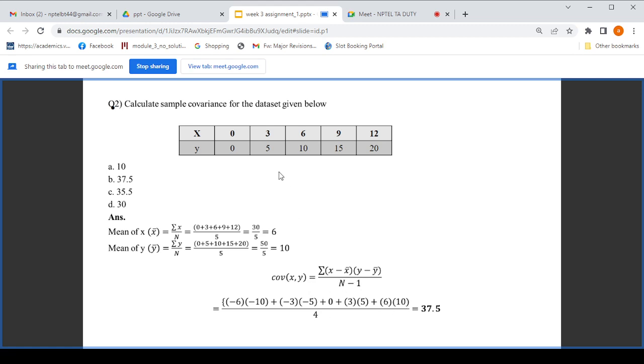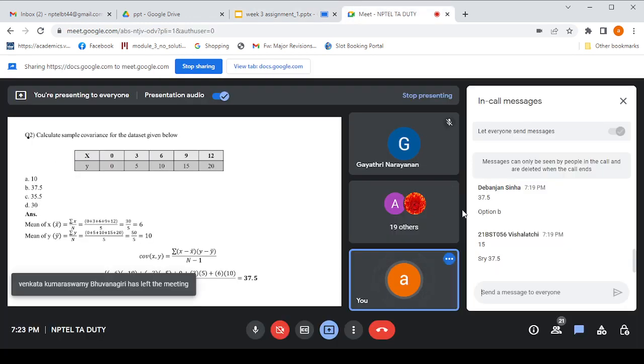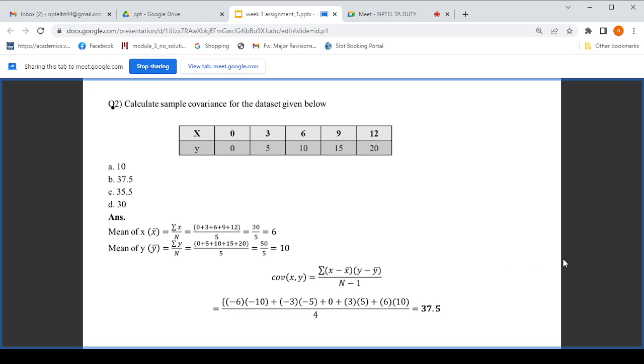And the total number of samples is 5. So 5 minus 1, that is 4. So after calculating, the value comes as 37.5. I think some people gave the correct answer. Did everyone understand? For covariance, you have to first calculate the mean of x as well as the mean of y.